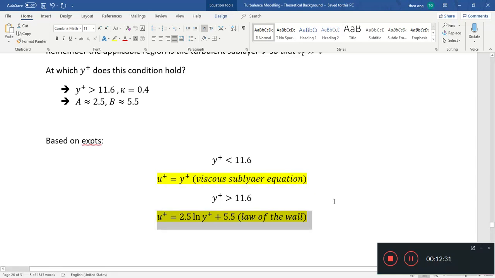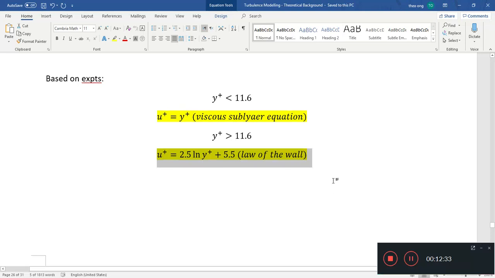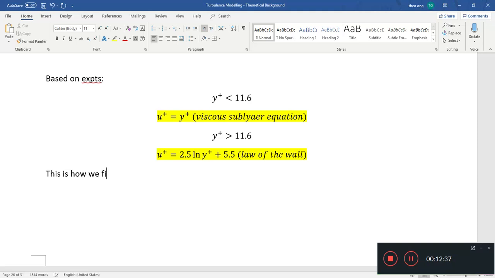Okay, so this is how we fit the experimental data to find velocity profile inside a wall region, a near wall region. Because here the turbulence isn't the same as the bulk fluid.